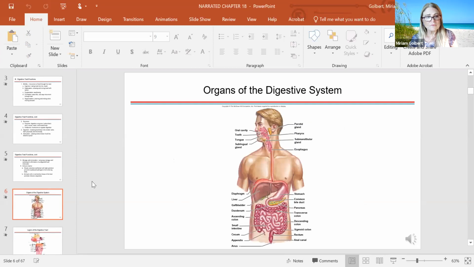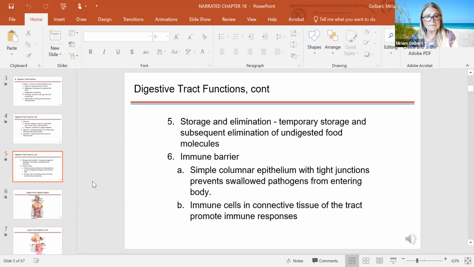If you took 201, you probably remember that within the intestines, we have a lot of simple columnar cells. It's a simple columnar epithelium, and these cells in the epithelial tissues are very close to each other, so there's no space in between the cells, which makes it highly, highly protective.